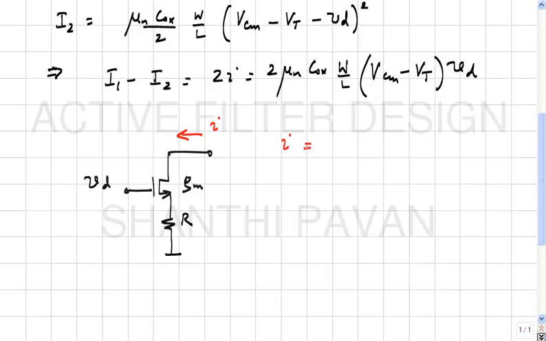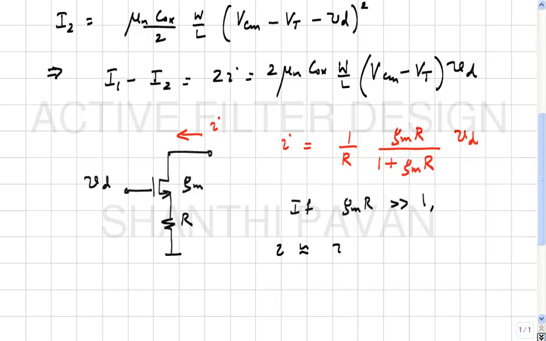The incremental current I is nothing but 1 by R times GMR by 1 plus GMR times VD. So, if GMR is much larger than 1, then I is approximately VD by R. So, if GMR is much larger than 1, if I yank this by some amount VD, what happens to this voltage? It also goes up by approximately the same amount. If this goes up by VD, what happens to this current? This is VD by R, which is what comes out of the drain.